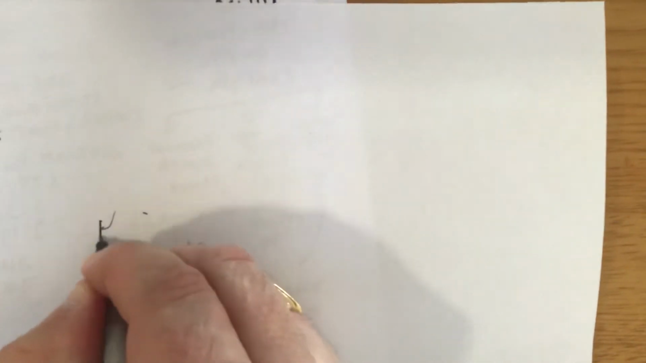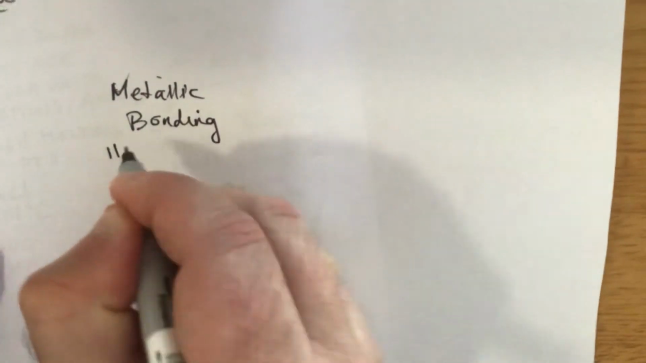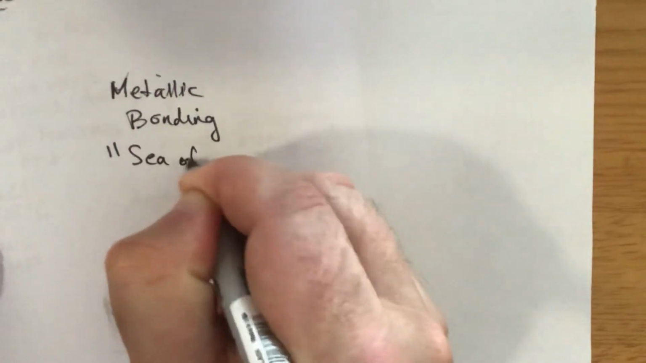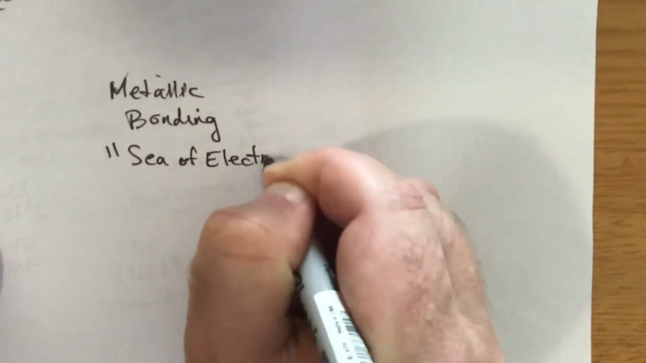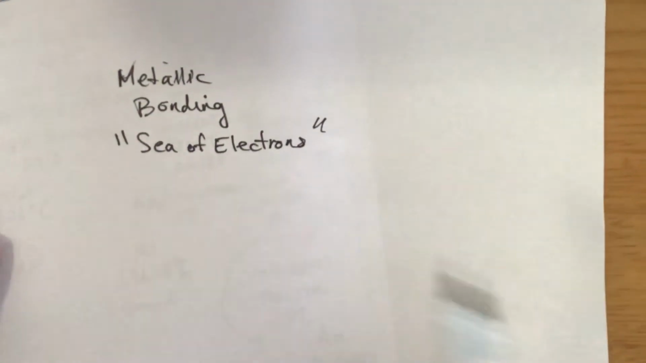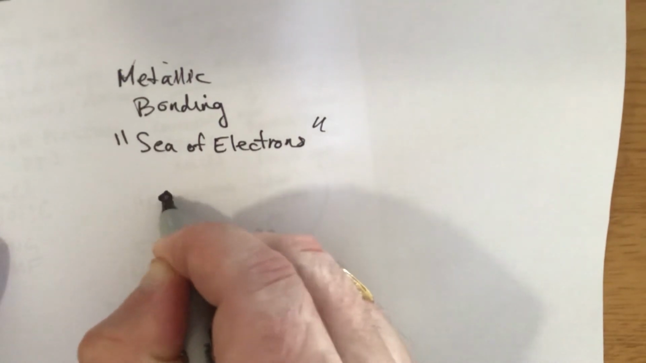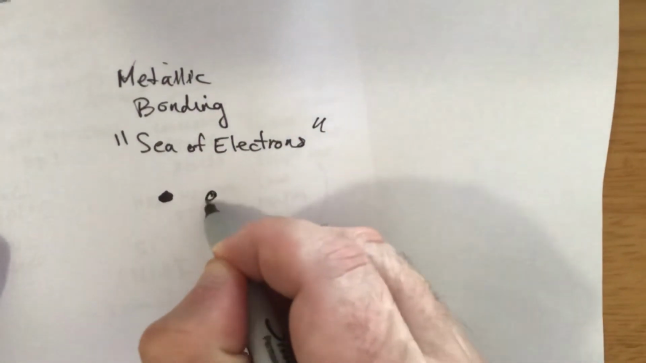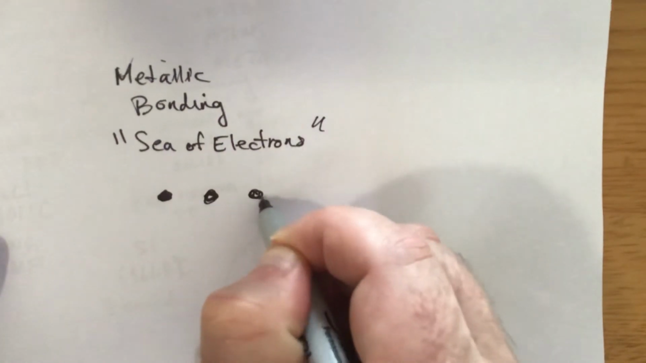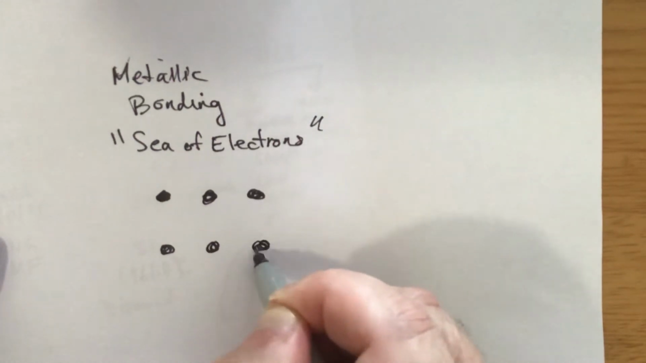But metallic bonding follows what's called the sea of electrons idea. The sea of electrons. So what does this mean? Well, we've got, let's say this is the nucleus of a gold atom. We've got a nucleus of another gold atom, and a nucleus of another gold atom, and another, and another.